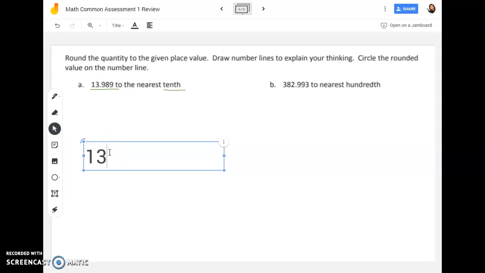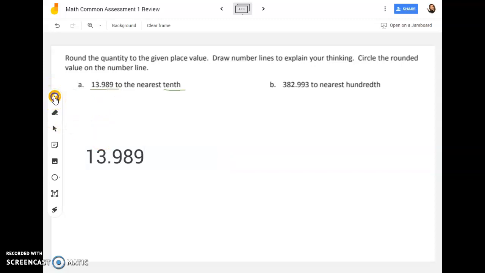So we have 13 and 989 thousandths. They want us to round this to the tenths place. Well, here's my decimal. The first place to the right of the decimal is always the tenths place. So I'm going to circle that, and I always want to look at the number behind it to help me figure out what I need to do.